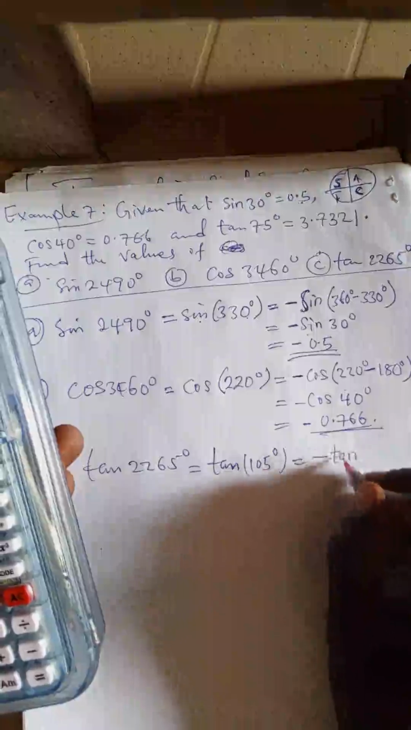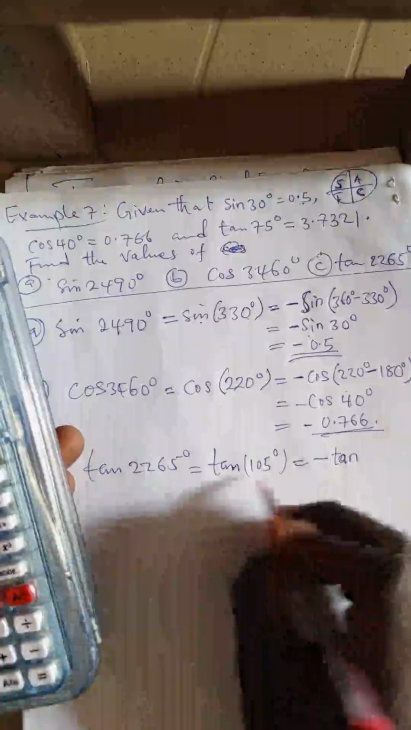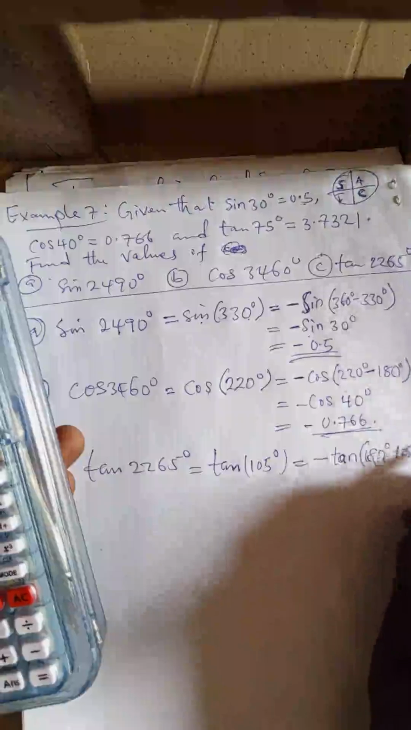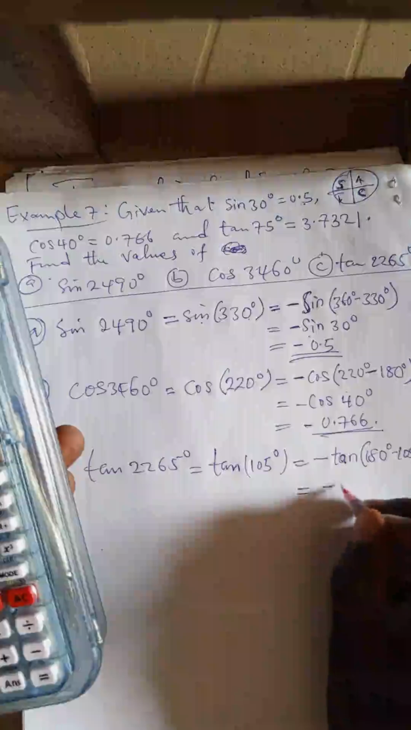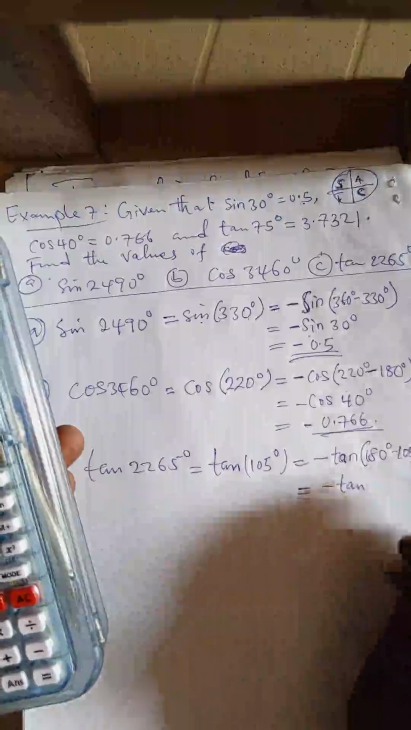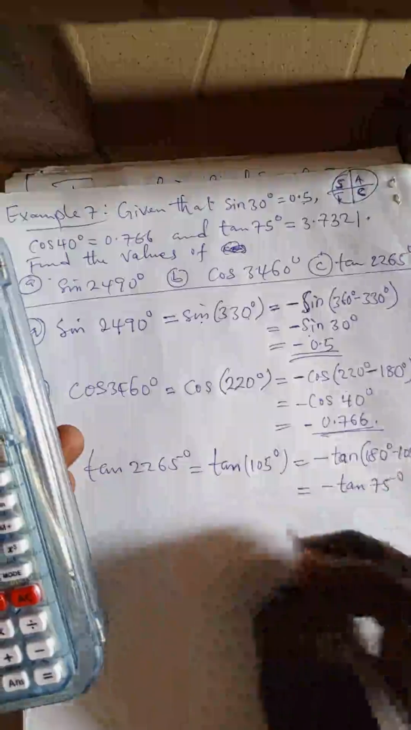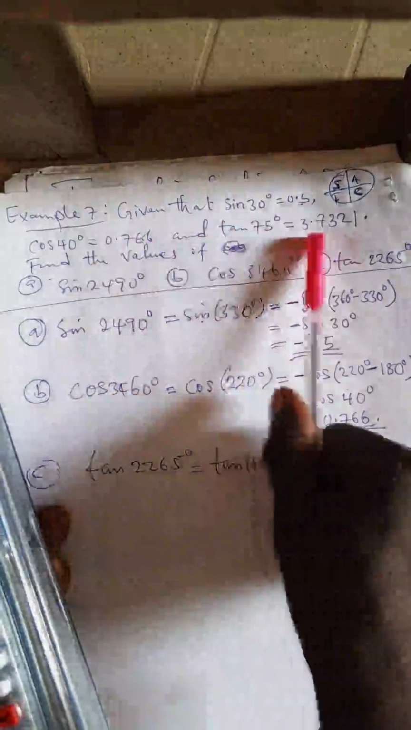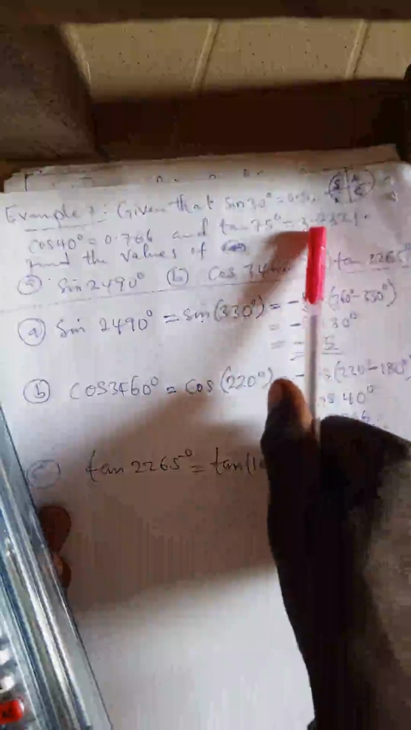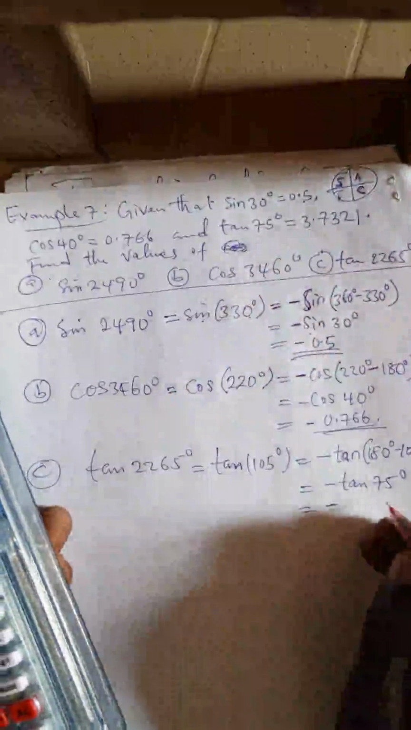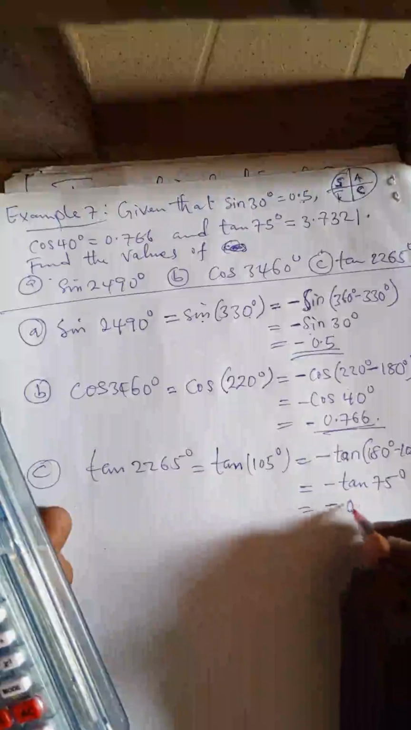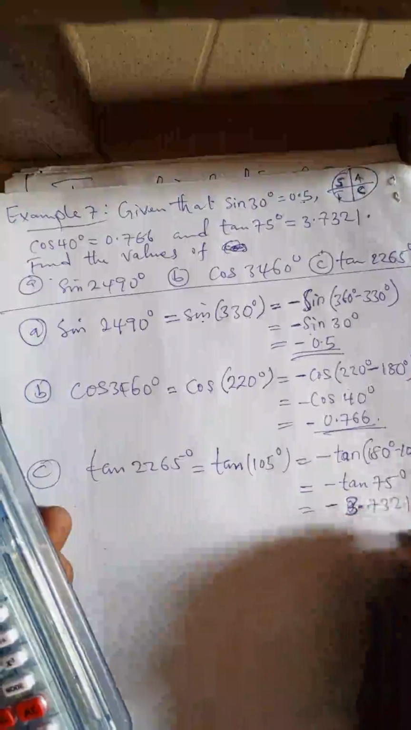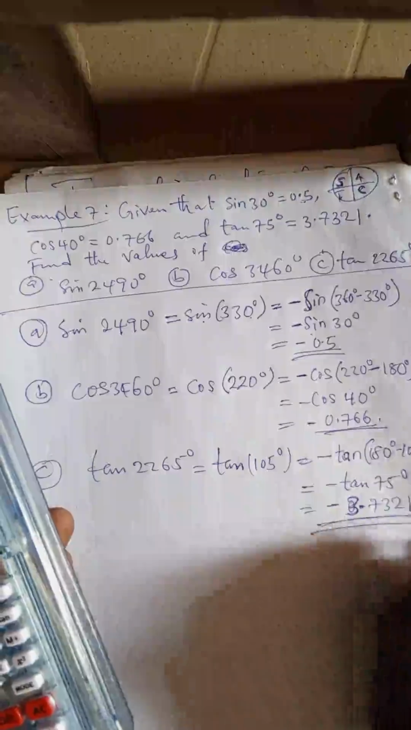So we have minus tan. What is the reference angle now? It is 180 minus theta. So 180 degrees minus 105 degrees, and this is equal to minus tan. When you subtract, you have 75 degrees. So this is equal to minus tan 75. Is it in the conditions? Yes, it is given that tan 75 is equal to 3.7321. So the answer is minus 3.7321. Thank you.